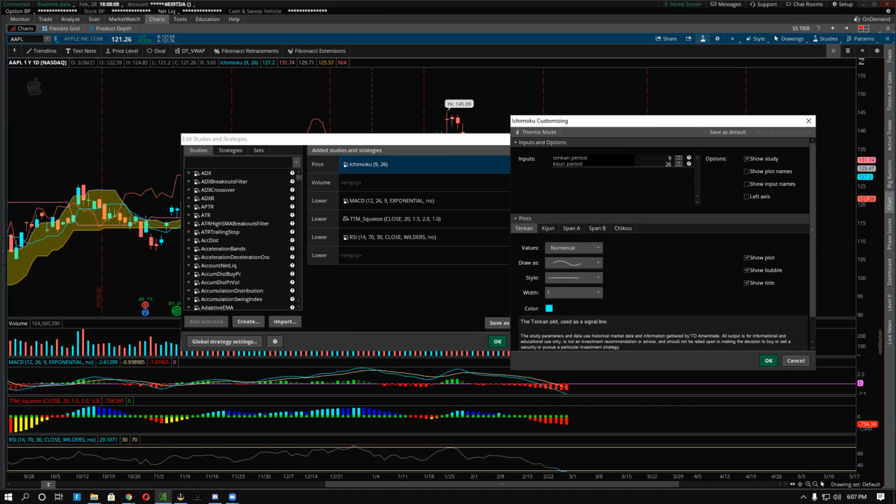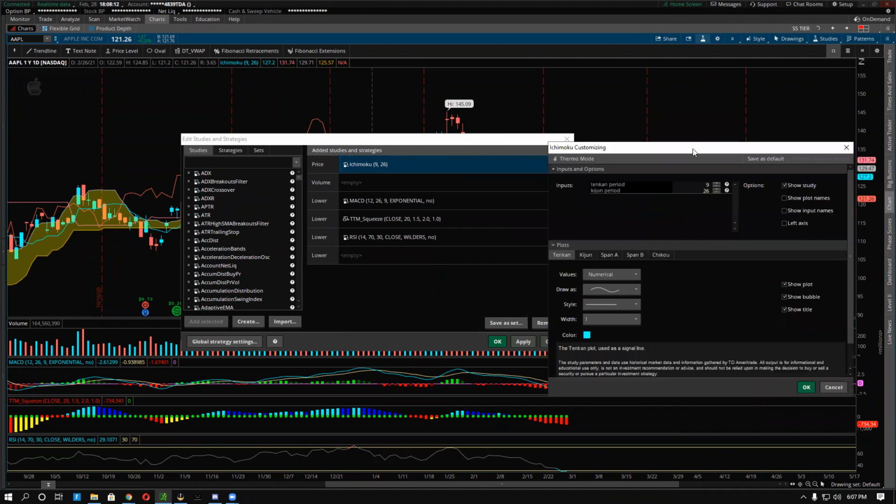Today we're going to go over the Ichimoku Cloud indicator. We're just going to go over basic strategies, how it's used, a bit of the calculations, and how we can use it to improve our swing trading. So let's get right to it.